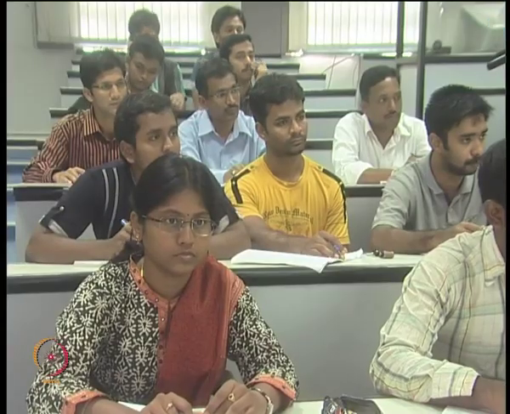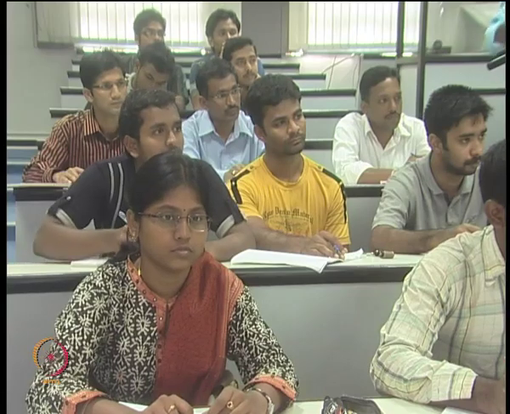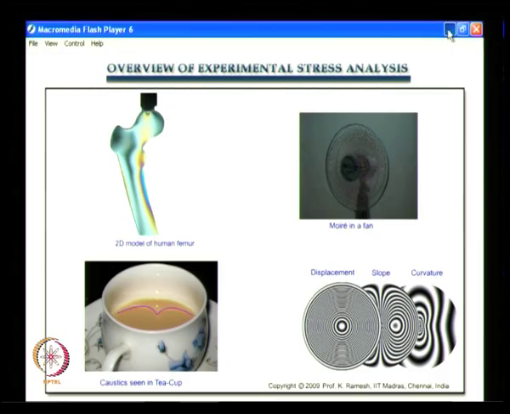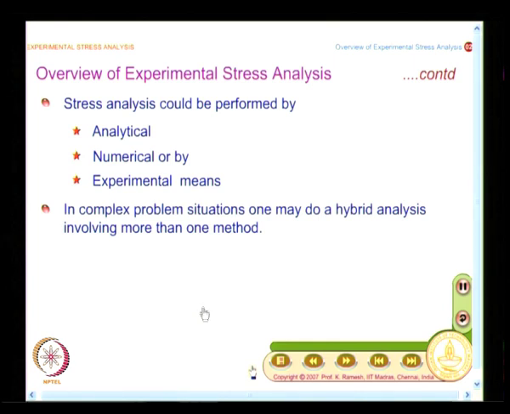So, depending on the problem on hand, you may want to find out only the relevant parameters and then use it for your design. And to do the stress analysis, we have also seen that you could do it by analytical methods, numerical methods or by experimental means. And in complex problem situations, we may want to use more than one technique so that we get the problem on hand solved satisfactorily.